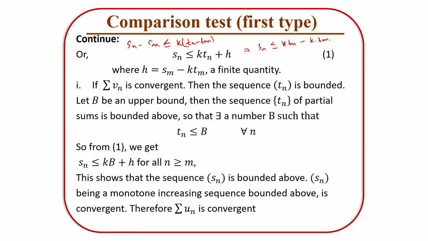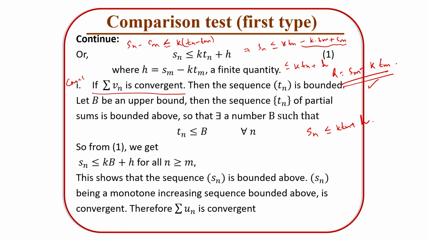So I can write this as Sn less than or equal to k into Tn minus k into Tm plus Sm, and we can make this a constant. So k into Tn plus some h, where h is nothing but Sm minus k into Tm, a finite quantity. So in other words we have k Tn plus h. Is it okay?